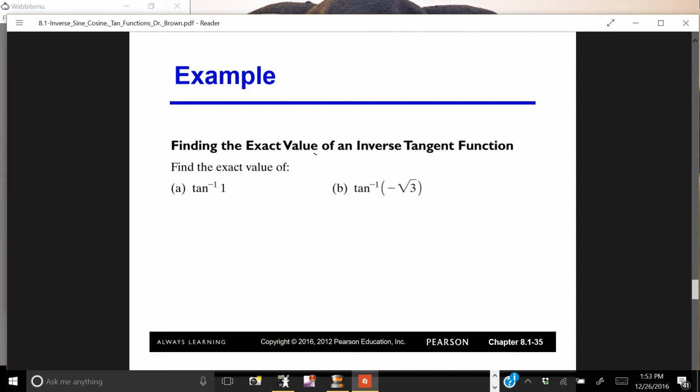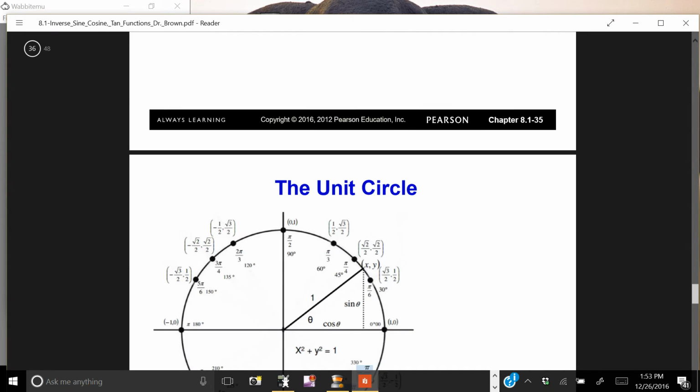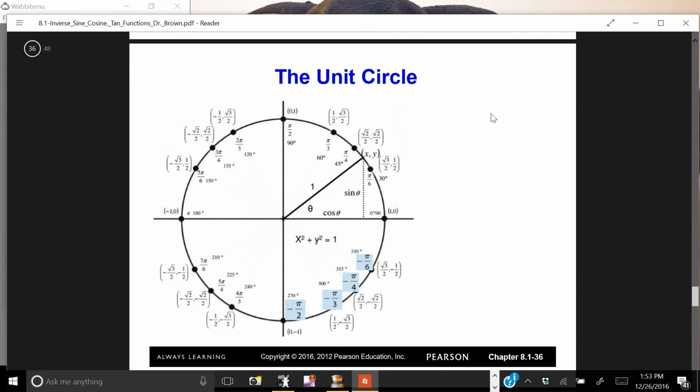Now, find the exact values of an inverse tangent function. Let's find the exact value of inverse tangent of 1. Inverse tangent of 1 means you want to find a point on the unit circle where y over x is equal to 1, because that's the tangent of theta, and that happens to be pi over 4, because notice for the angle pi over 4, x and y are both the square root of 2 over 2.